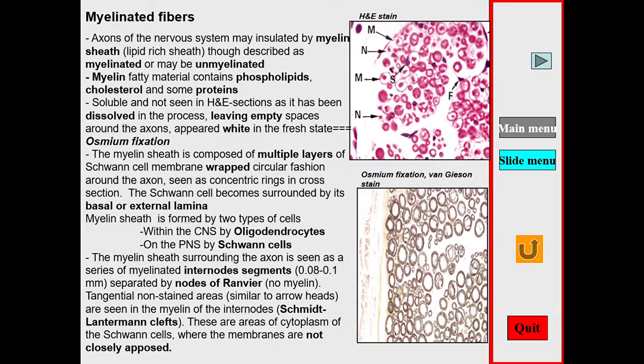Usually myelin is formed by Schwann cells within the peripheral nervous system, and within the central nervous system it is formed by the oligodendrocytes. The two cells are responsible for the formation of the myelin: it is the Schwann cell within the peripheral nervous system, and the oligodendrocytes within the central nervous system. How is the myelin formed? Let's see.